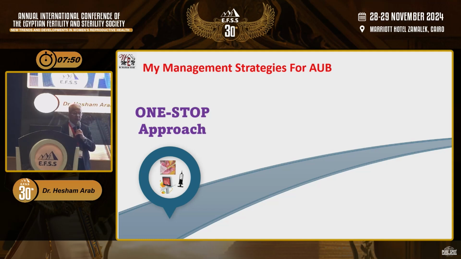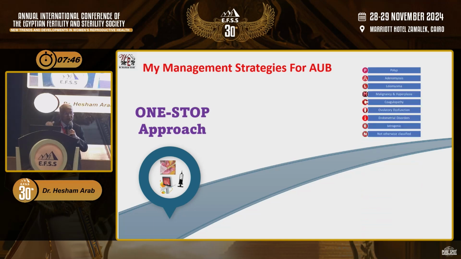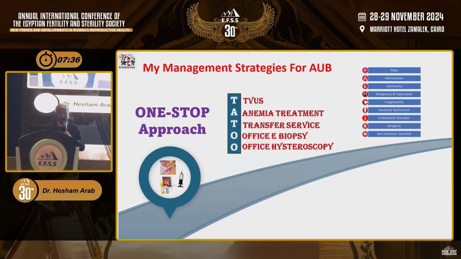Now, to do this, we have to think first about the 9 causes of AUB. So first of all, keep that in mind. We have 9 things to think about. And what do you do? You do a TATTOO. The first T is for transvaginal ultrasound. You do that in the office. A is for anemia treatment. So immediately you do the CBC and ferritin and manage that in the office.